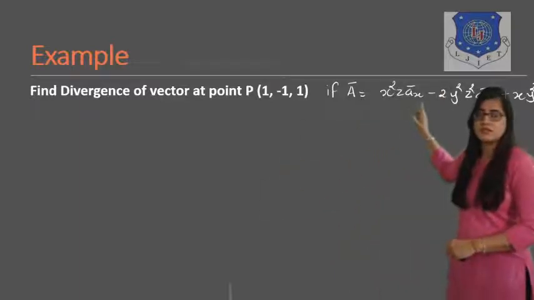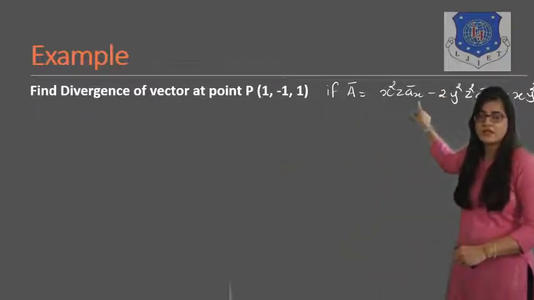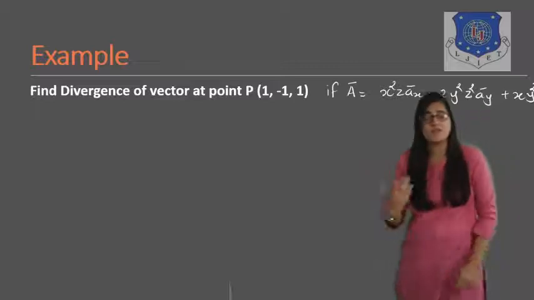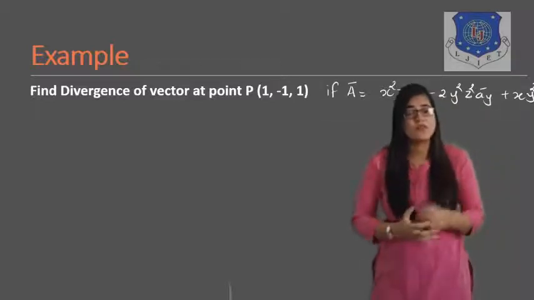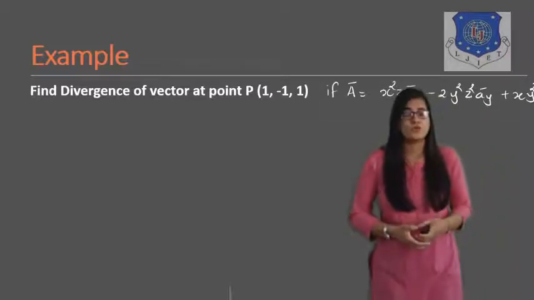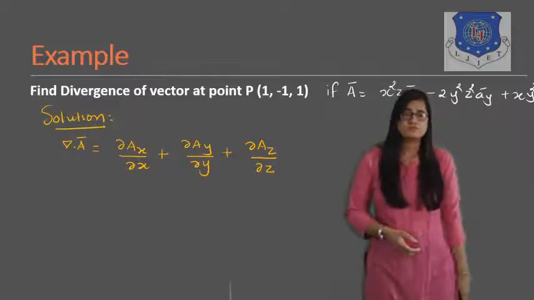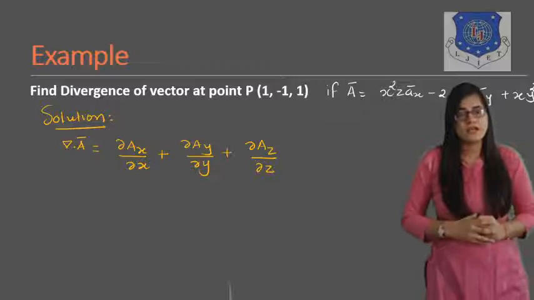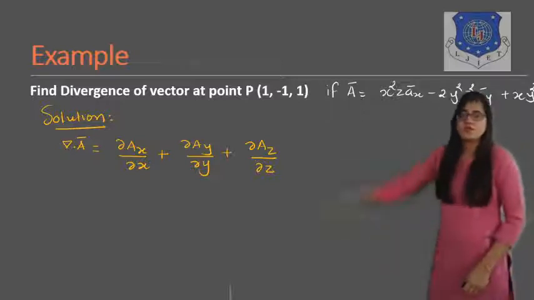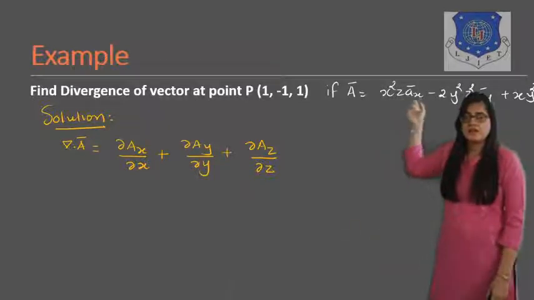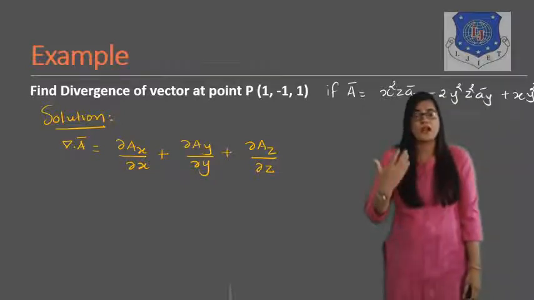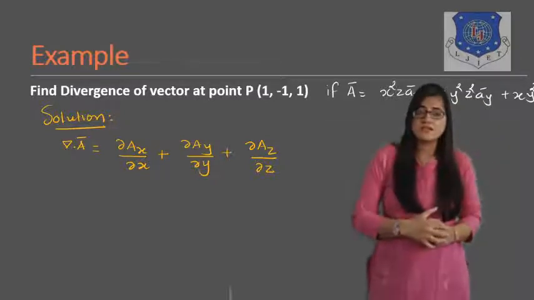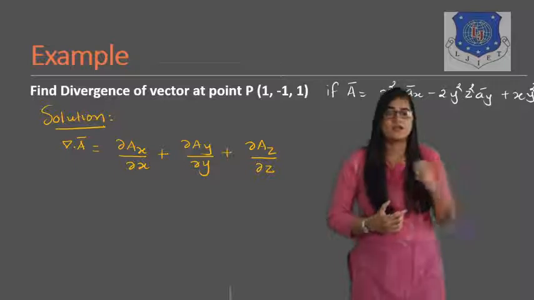Here the question is in terms of vector, ax bar is present, ay bar is present and az bar is present, but our answer will come in scalar form. So let's start with the solution. First of all, you have to identify the given system. Here A bar is given in terms of x, y and z, that are the coordinates of the Cartesian system, and the given system is Cartesian.